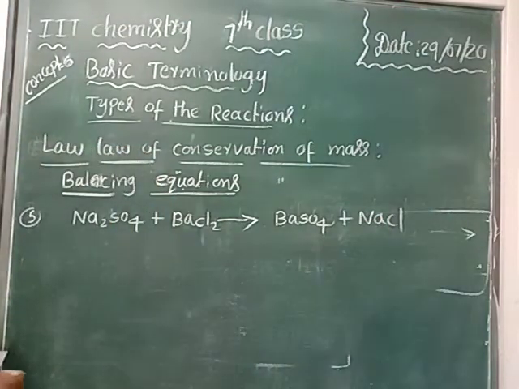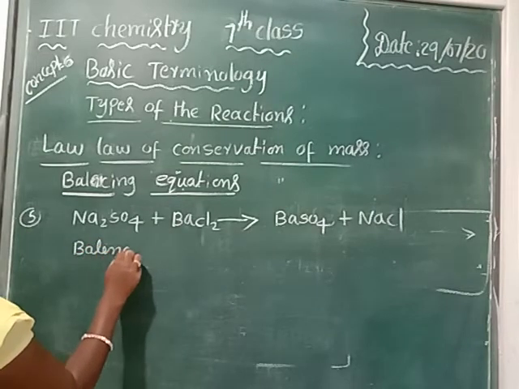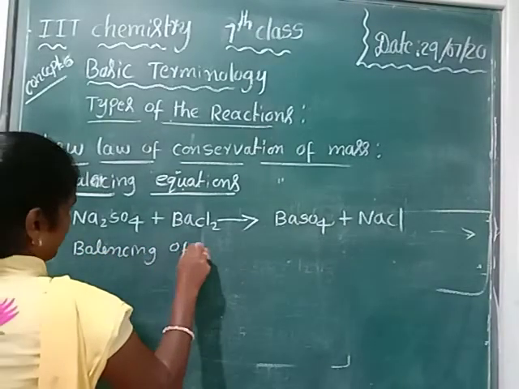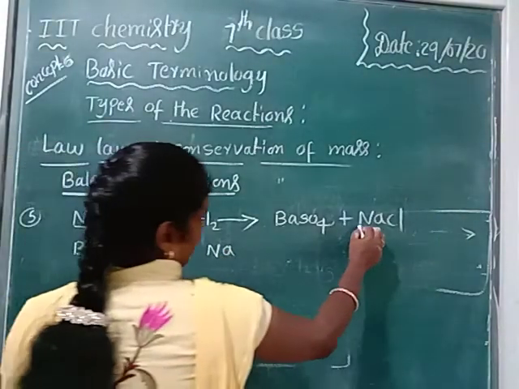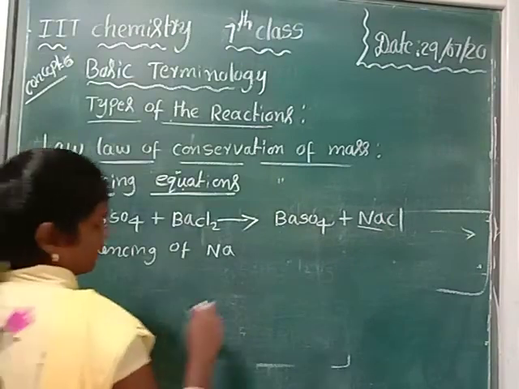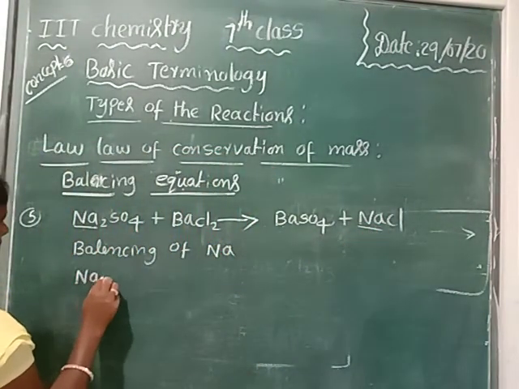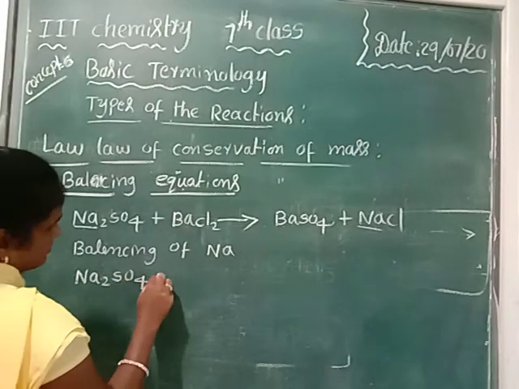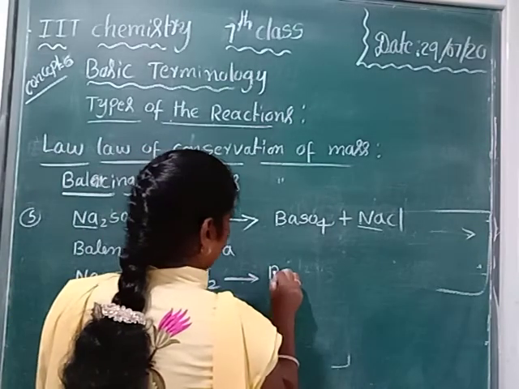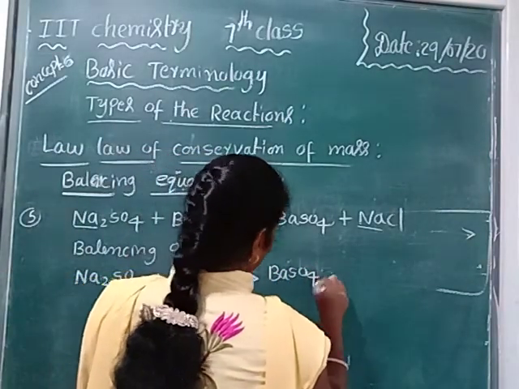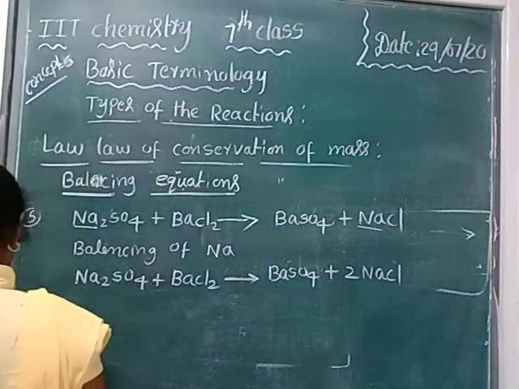Now you balance first the sodium atom. How is it balanced, children? Here sodium is 2, here 1. So here take 2 after balancing. So Na2SO4 plus BaCl2 gives BaSO4 plus 2NaCl. After that, balance chlorine.